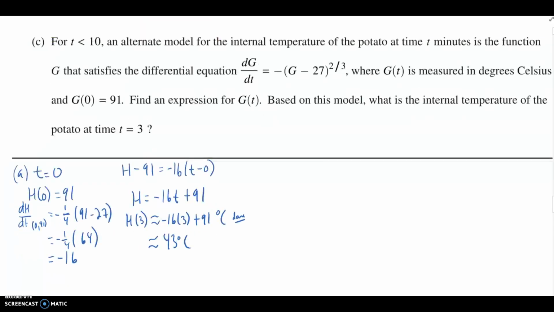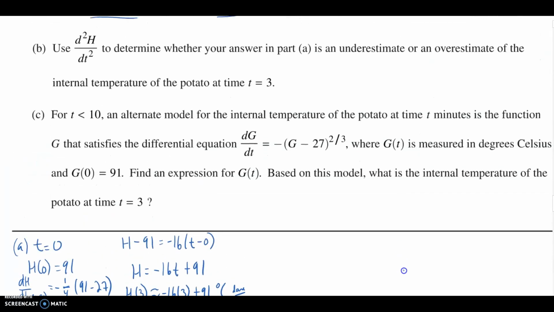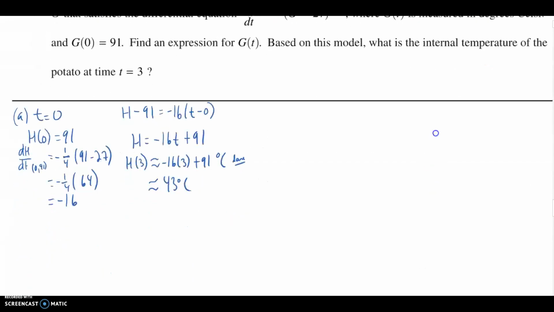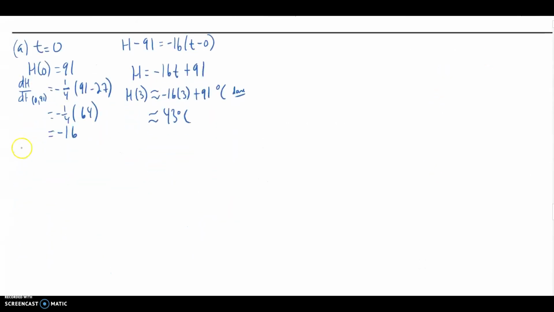So moving on, part B says we are going to use d squared h over dt squared, which is our second derivative, to determine whether our answer in part A is an underestimate or overestimate of the temperature of the potato at time 3. So with that, especially if you're not used to talking about over-under estimates for tangent lines, we're maybe not quite sure what this problem is asking.